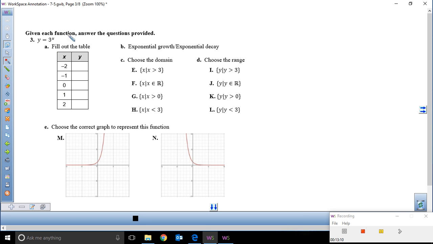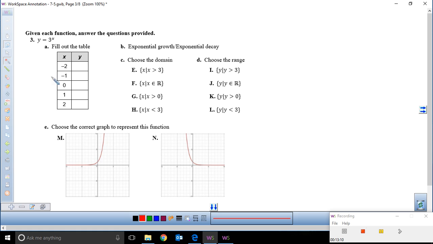So on number 3, they're saying, given each function, answer the questions provided. So we have 5 questions that they want us to answer, and we just have to fill in the chart. I'm not going to make you graph it, because I feel like you guys just need to know more about it than be able to do it. So on number 3, we have y equals 3 to the x power. We know right away that it is an exponential function because our variable is where the exponent should be. And they just want us to fill out a table of values.